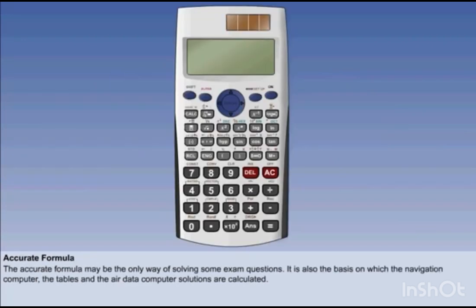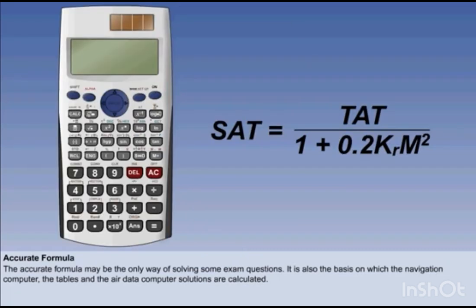The accurate formula may be the only way of solving some exam questions. It is also the basis on which the navigation computer, the tables and the air data computer solutions are calculated. The formula is that static air temperature equals the total air temperature divided by 1 plus 0.2 times Kr times the Mach number squared.